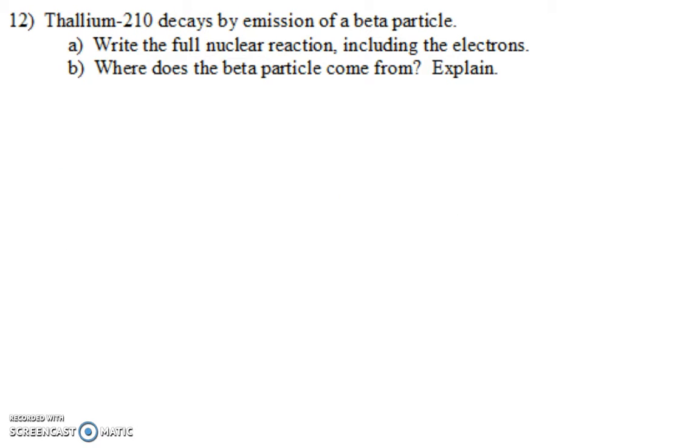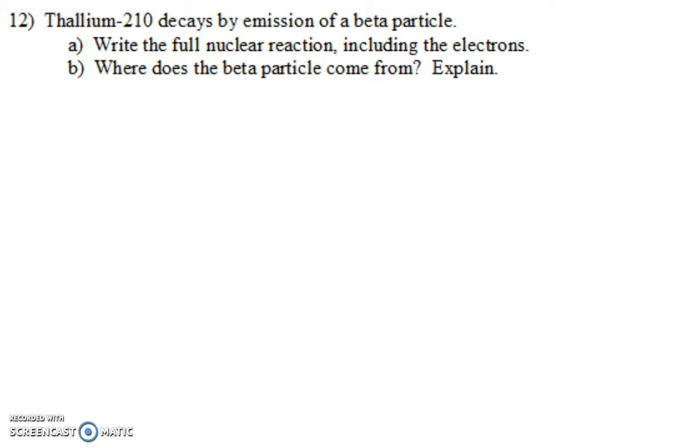Okay, this time it's thallium-210, and it decays by emission of a beta particle. Now we know there are two different types of beta decay, beta positive and beta negative. Beta negative was the first one that was discovered. So if you just know it's a beta decay, we're assuming it's beta negative, the electron one. If they want to tell you that it's a beta positive, they would actually go out of their way and say beta positive. Okay, so why don't you go ahead and try writing the full nuclear reaction on your own.